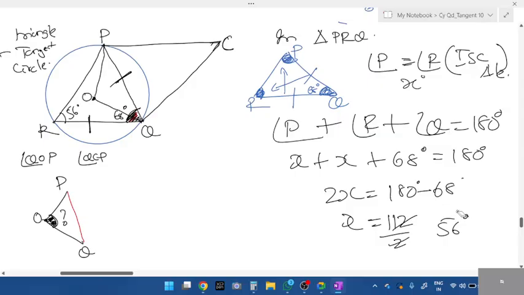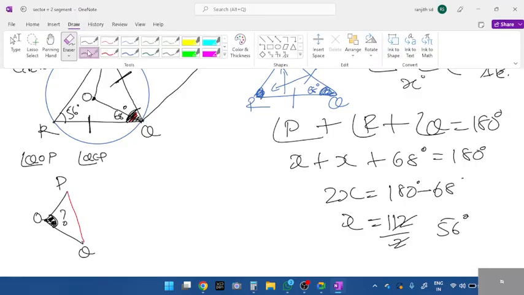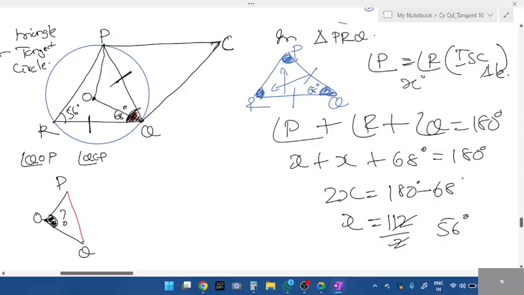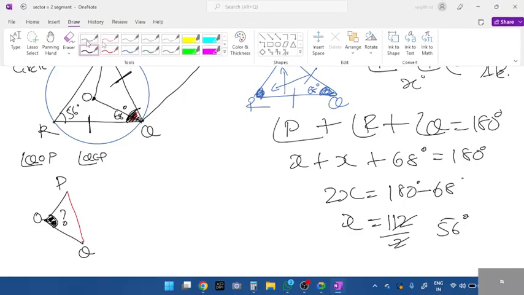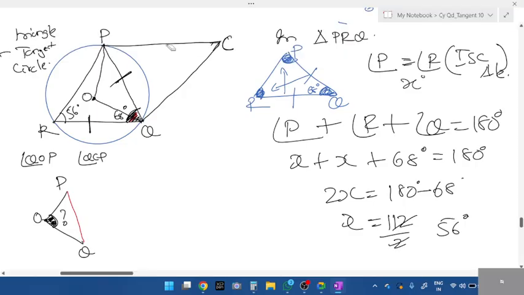Is this clear? All of you understood? R value 56. Now what do we need to find? What's the first question, students? Angle Q. Respond. Where is QOP? Inside the circle? Inside the circle. Just ignore these values. Now tell me, how will you find QOP?